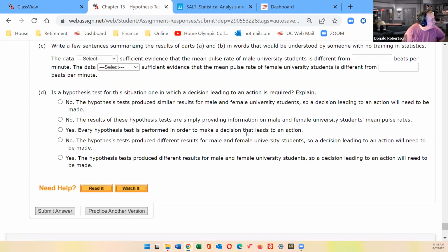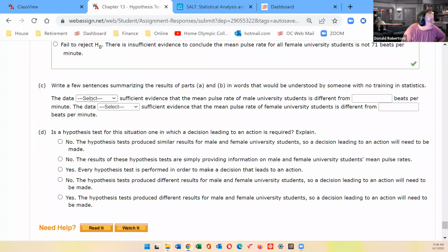Interesting. So write a few sentences. The data do not provide evidence that the male students' pulse rate is different from, I think it was 71 in our case. And the data, that's bad grammar, right? But the data provides sufficient evidence that female students differ from 71. Okay.